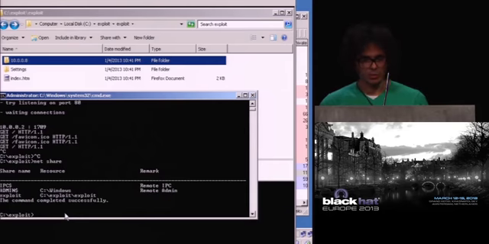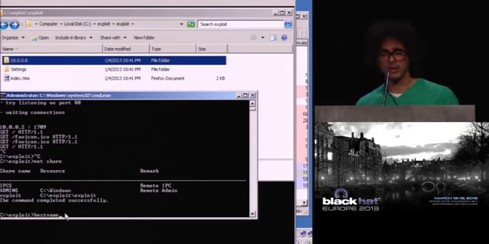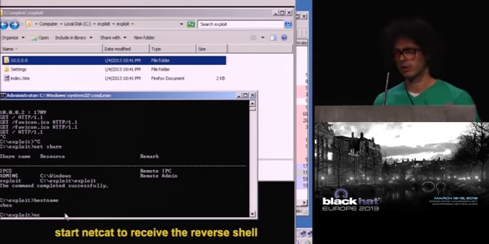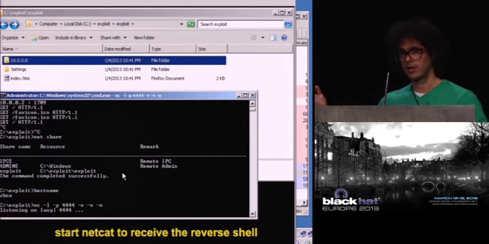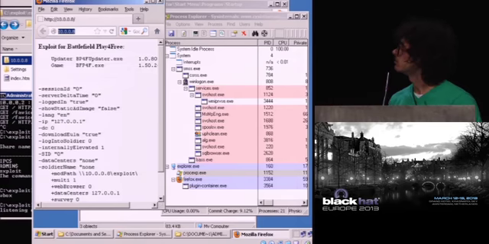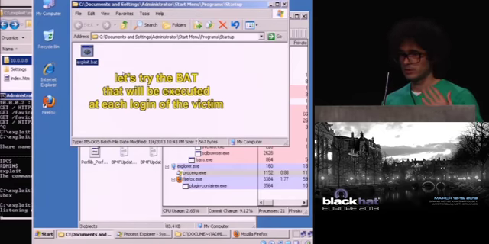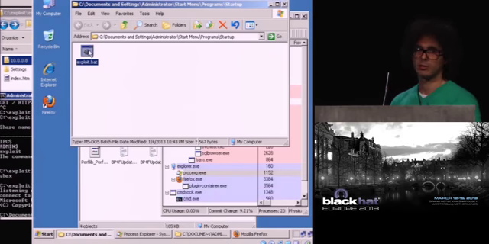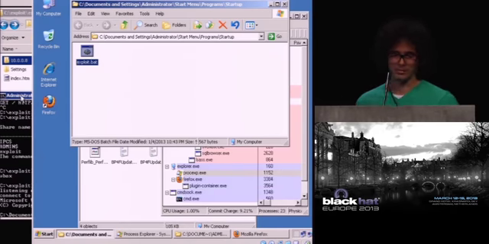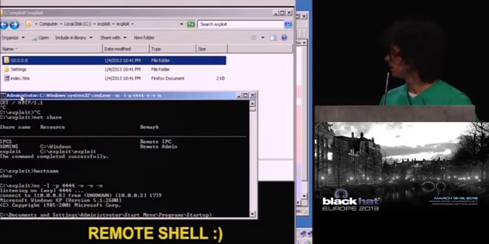Now we want to try our bat file and also the payload. So we launch netcat in listening mode so we can receive the reverse shell we are launching. Remember that the bat file will be executed every time the user will log in on the system. So now we just double click on it for making the things shorter. And as you can see, now we have full access on the victim host.